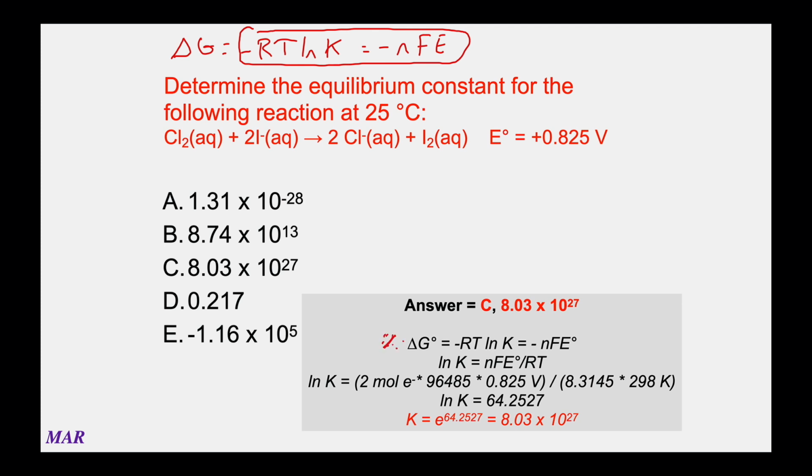Delta G equals minus RT natural log of K, which equals minus NFE. You can cancel out the negative signs. Natural log of K equals 2, which is the moles, times 96,485, times the voltage, 0.825, divided by R and T. Natural log of K equals 64.2527. And to get rid of the natural log, you take the anti-natural log, e to the x button, to both sides. 8.03 times 10 to the 27th is the answer I got out. So this is a cool way to go between the E cell value and an equilibrium constant. You could also get delta G along the way.